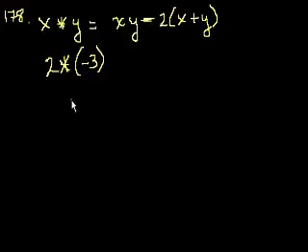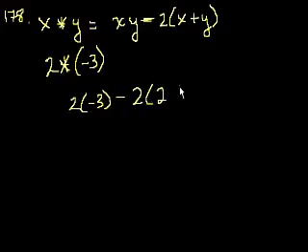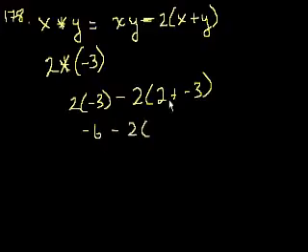So it's 2 times minus 3 minus 2 times 2 plus minus 3. 2 times minus 3 is minus 6. Minus 2 times 2 plus minus 3 is minus 1. That's the same thing as 2 minus 3. And you have a minus and a minus, so we can make those both plus. So you have minus 6 plus 2. When you multiply it by 1, that's the same thing. So minus 6 plus 2 is equal to minus 4. And that is choice C.